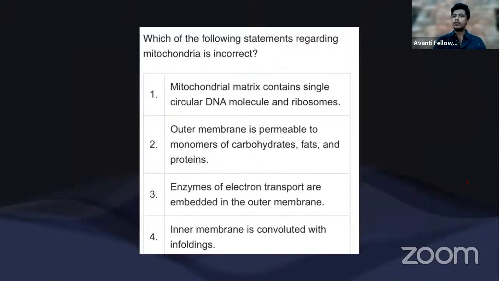So another question. Which of the following statements regarding mitochondria is incorrect? Our first option is mitochondrial matrix contains single circular DNA molecule, and ribosomes. The second option is outer membrane is permeable to monomers of carbohydrates, fats, and proteins. Enzymes of electron transport are embedded in the outer membrane. Inner membrane is convoluted with infolding. Such a nice question and such an easy question as well. Take a look at it, students, and try to read the question and answer it.